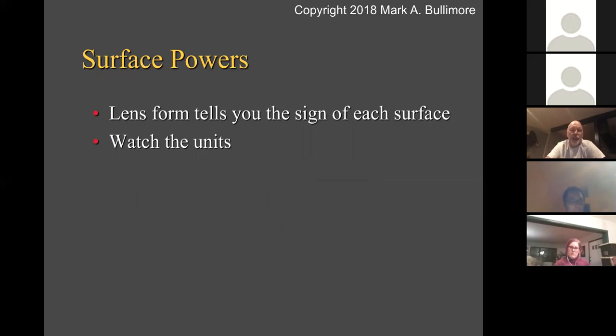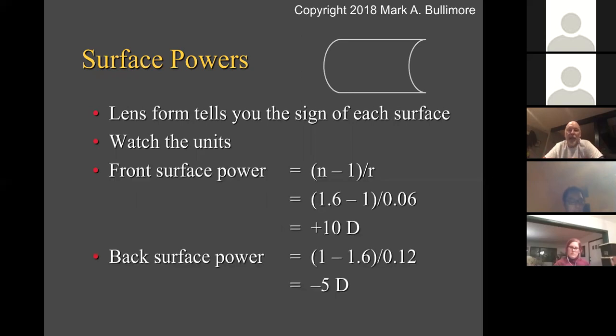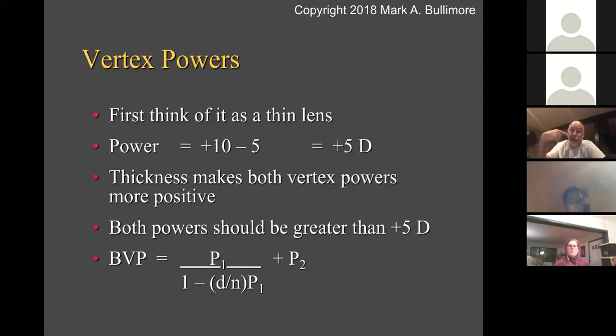We need to pay attention to the units, but we could draw a simple diagram to remind ourselves, and then we can calculate each of those 2 powers. Front surface power is +10, back surface power is -5, okay? Now, if that were a thin lens, you'd just add those 2 together, so the thin lens power would be +5. Nice and easy. Before you start putting things into the calculator, you've got to remember it's not going to be too different from 5, and the thickness will make it more positive.